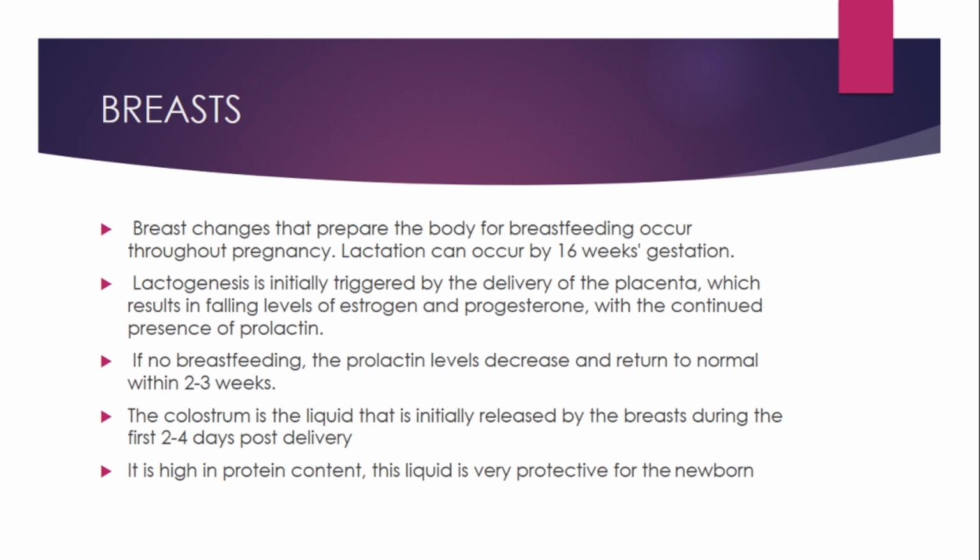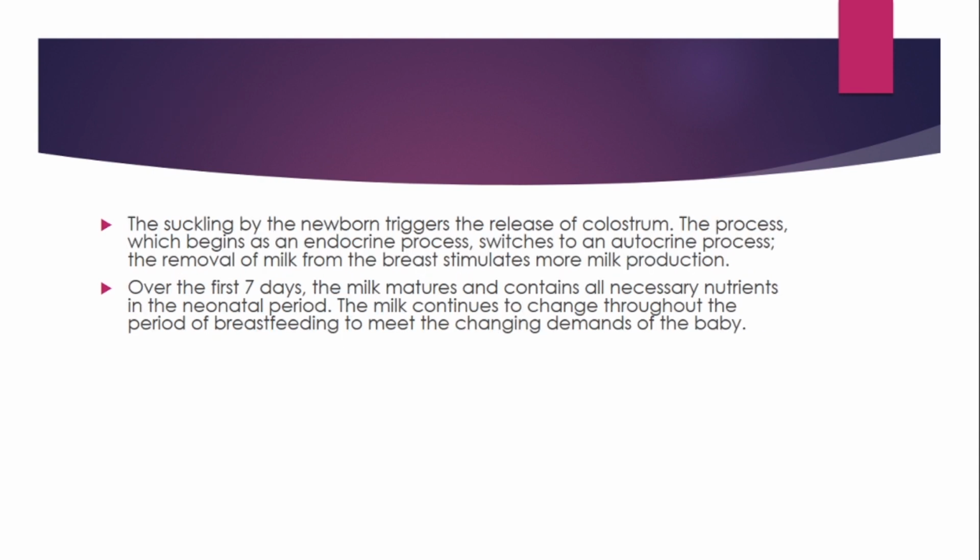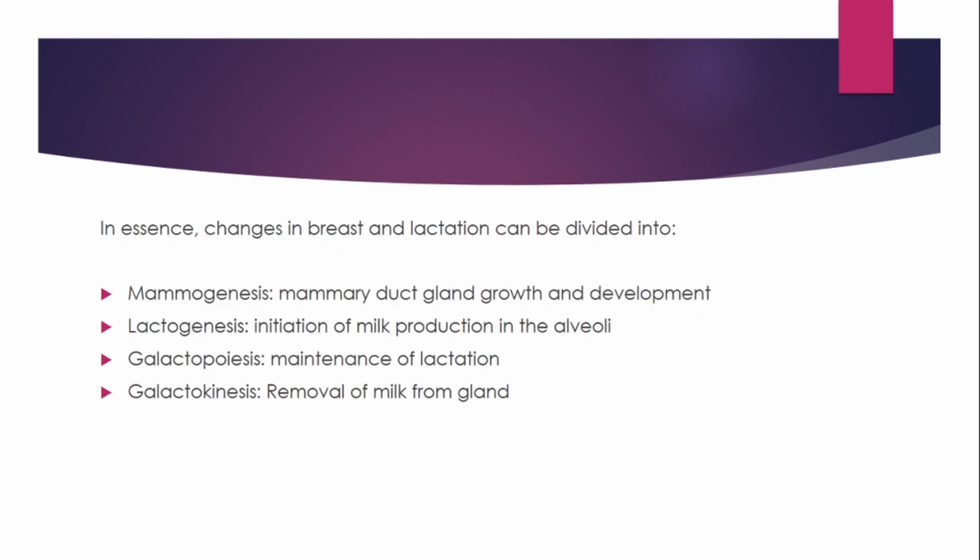The colostrum is a liquid that is initially released by the breast during the first 2 to 4 days post-delivery. It is high in protein content. This liquid is very protective for the newborn. And the suckling by the newborn triggers the release of colostrum. The process begins as an endocrine process, later autocrine, and of course, the removal of milk from the breast stimulates more milk production. Over the first 7 days, the milk matures and contains all necessary nutrients in the neonatal period. The milk continues to change throughout the period of breastfeeding to meet the demands of the baby.